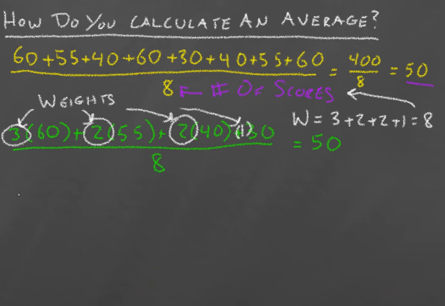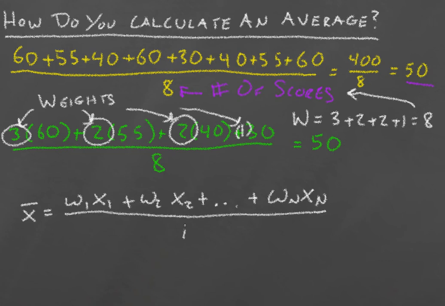So in other words, let's say we have some number x. Its average is the weight of x1 times x1. So in this case it would be 3 would be weight 1, 60 would be x1. Weight 2 times x2. So 2 would be weight 2, 55 would be x2. And we do this for all n of our numbers, and then we divide by n. Actually, I'm sorry, we don't divide by n. Actually, what we divide by is w, where w is equal to the weight of the first plus the weight of the second, all the way through, plus wn.